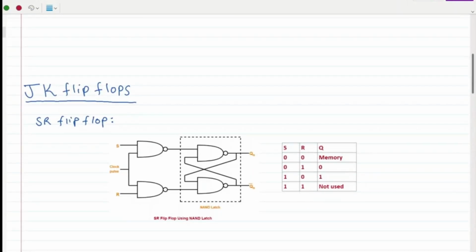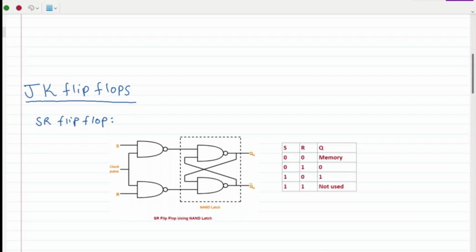Now, what we need to look for is a way to store those individual bits, and flip-flops are the most common way of doing that. In this video, I'm going to be using JK flip-flops rather than D flip-flops. JK flip-flops are very simple and can be constructed using SR flip-flops.